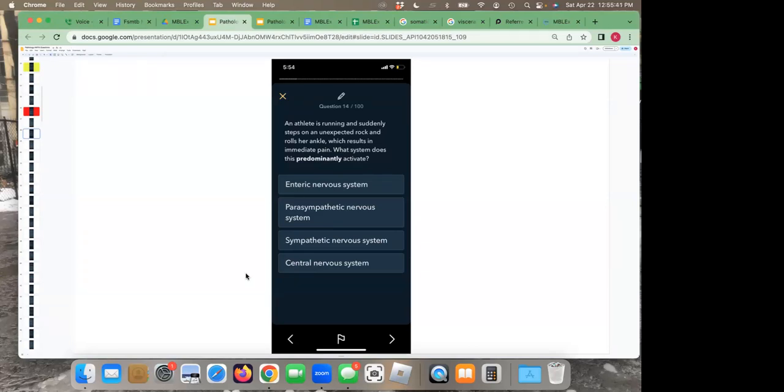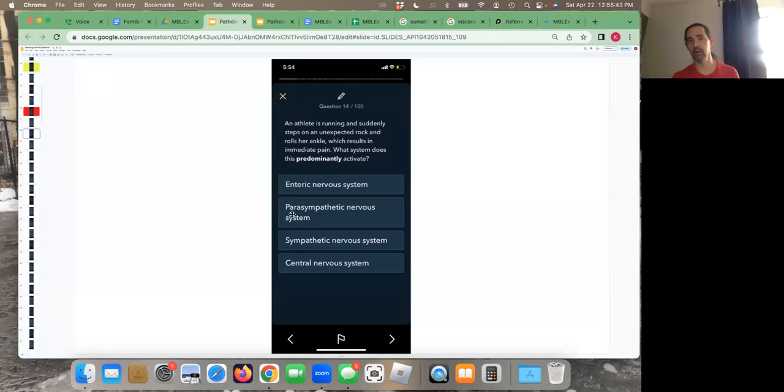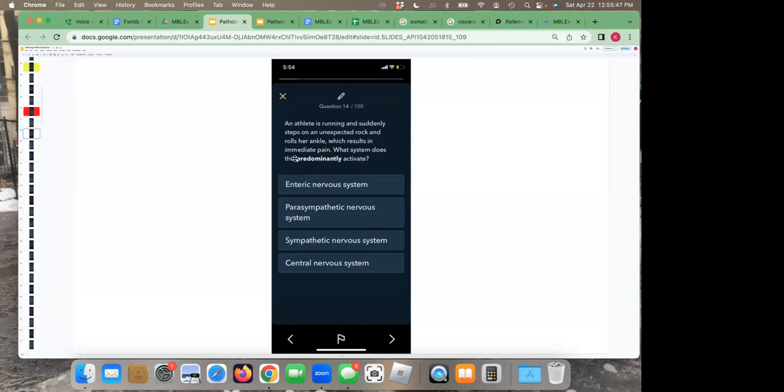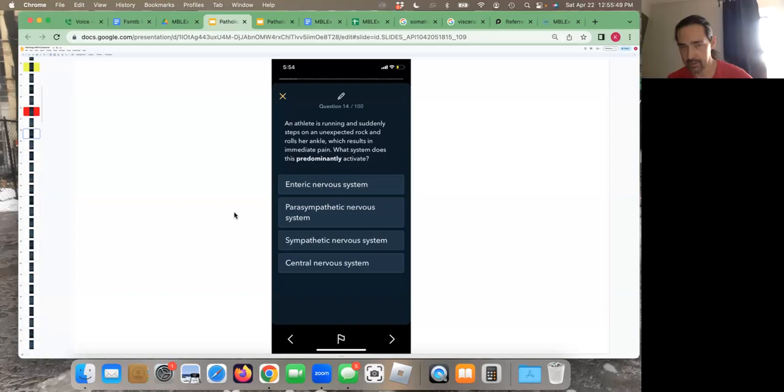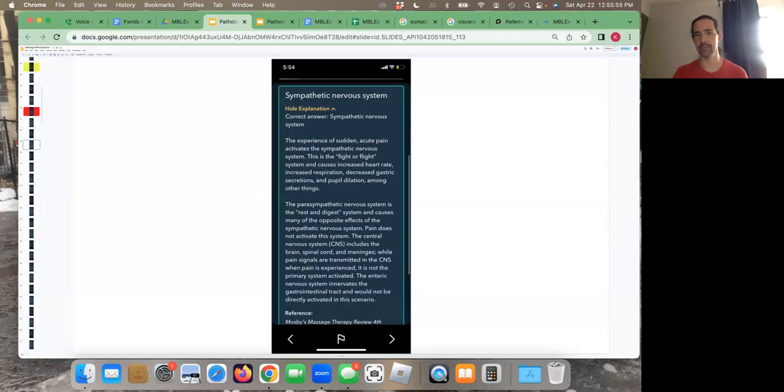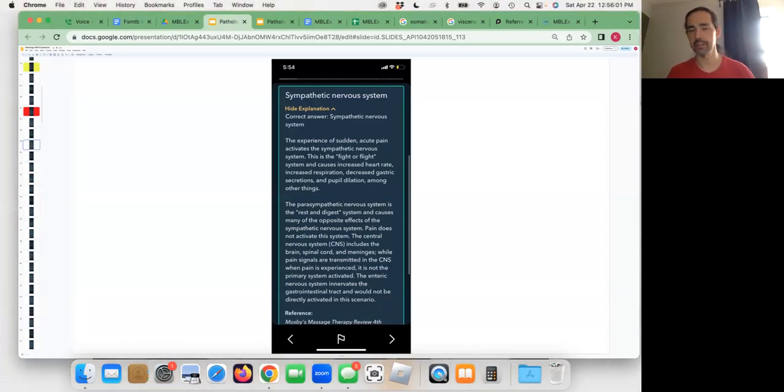The answer is sympathetic. Sudden acute pain activates the fight or flight system. Increased heart rate, increased respiration, decreased gastric secretion, pupil dilation, among others.